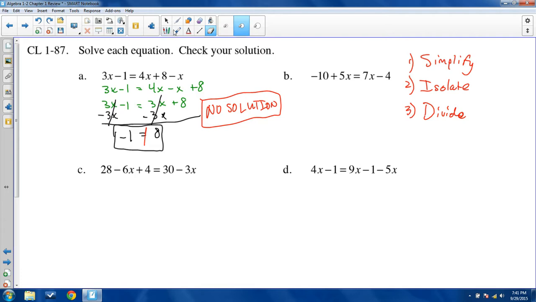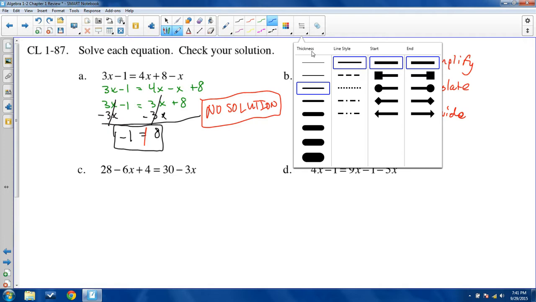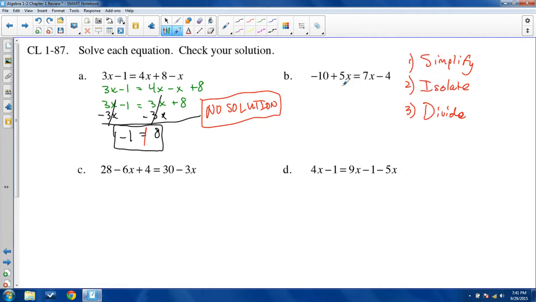Okay, letter B. Let's see if we can get all the way to the dividing step and actually solve for one of these guys here. Simplify. Is there anything on the left side to simplify? No. Is there anything to simplify on the right side? No. We're done with the simplifying step. Isolate. I like to try and make my x terms positive if I can, so I'm going to subtract the smaller one to this side.